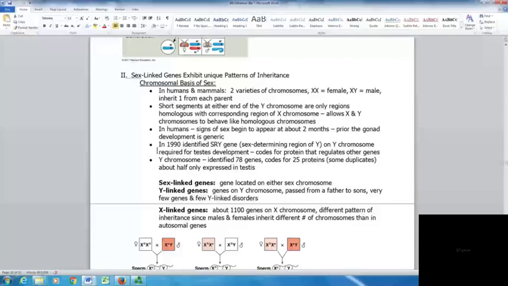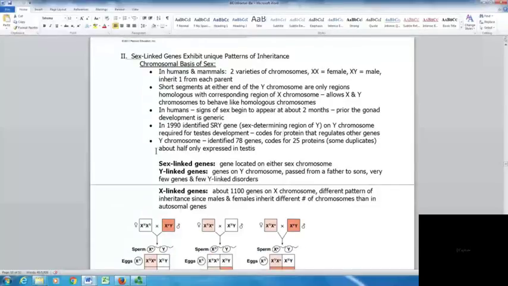In 1990, they identified the Sry gene. It stands for sex-determining region of Y on the Y chromosome. It codes for a protein that regulates other genes that are required for forming a male. So it's required for testes development. On the Y chromosome, there are 78 genes, coding for 25 proteins. Some of them are duplicates, and only about half are expressed in the testes.